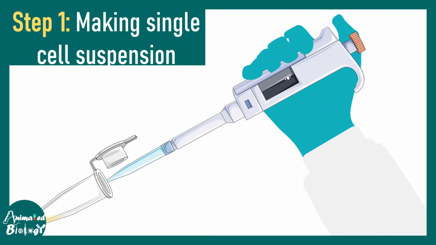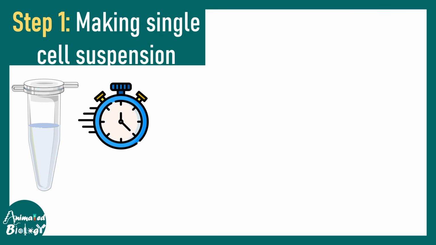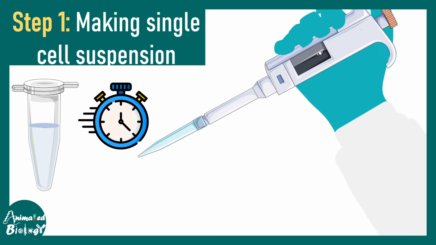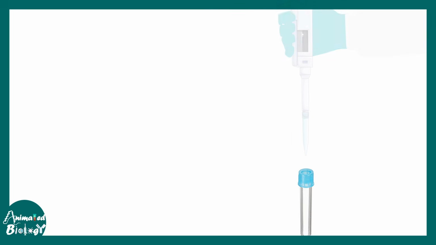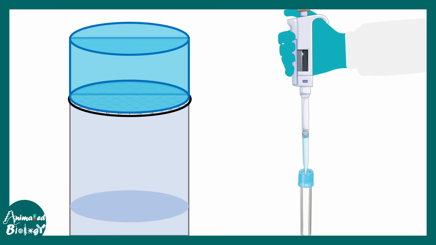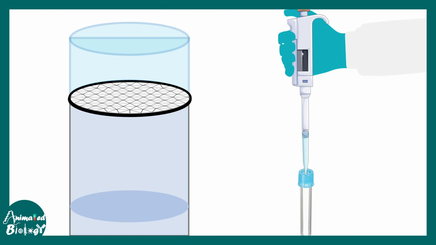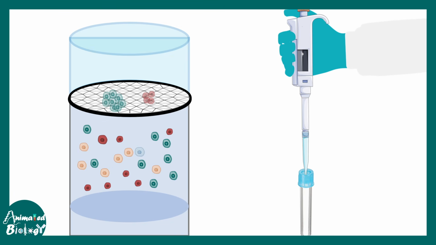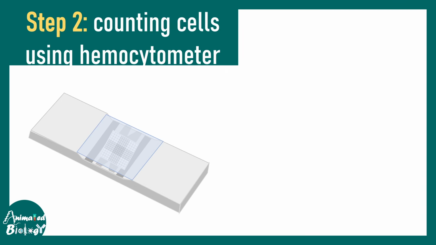So in a tube, you take the cells, incubate them with trypsin, wait for some time, and then pipette up and down and pass the suspension through a FACS tube. There is a mesh in the FACS tube which allows the passage of individual cells. If the cells are clumped, they would not pass through this sieve. Ultimately, you would end up with a single cell suspension.